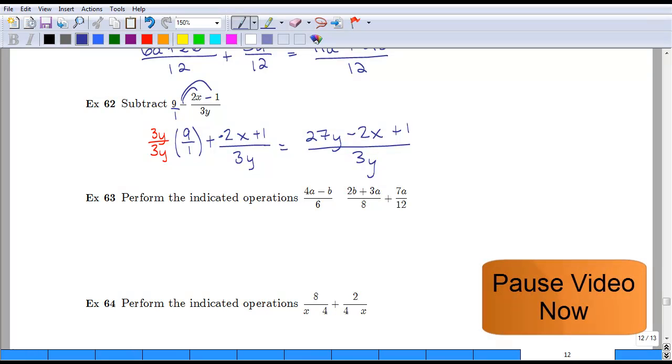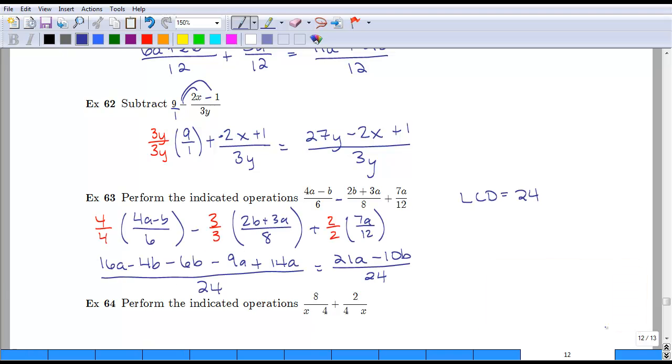So I would like you to pause the video at this point and try example 63. Note that you've got both subtraction and addition going on, and you need to find a common denominator for all three terms. So in this case, our least common denominator, which I have listed here, is 24, and all three terms need to be multiplied by something to get to 24 in the denominator.